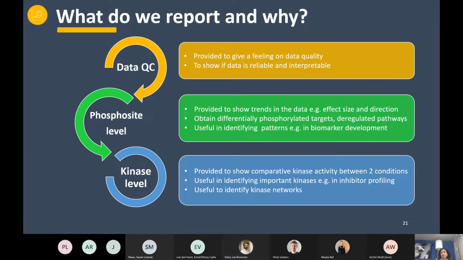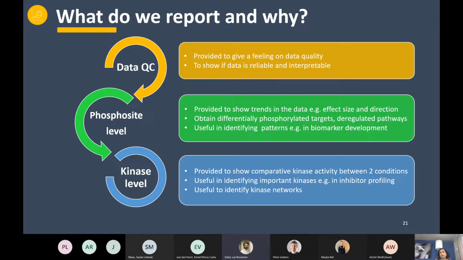And heat maps can often help in identifying patterns. For example, in biomarker development, when you correlate to a particular factor, like responder and non-responder, we often see very different patterns in prognostic or diagnostic biomarkers. So the pattern of the phosphorylation heat map could be very important there. Sometimes, yes? There's also a question from the chat. I don't know if you want to finish the slide first. Yeah, and then I'll ask the question. Okay, sure.